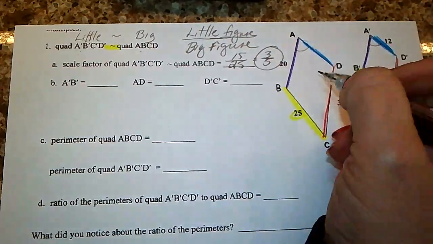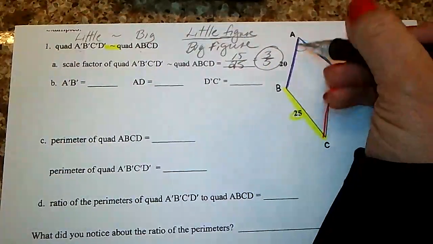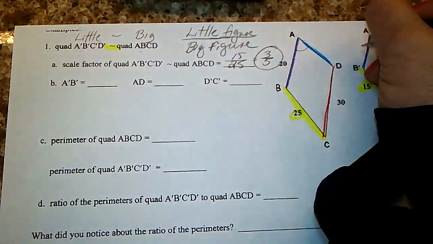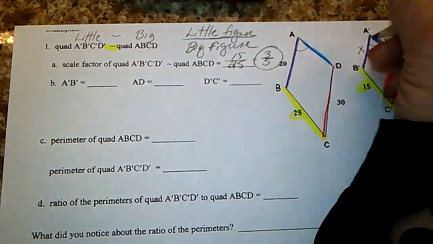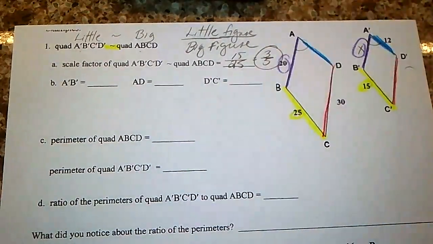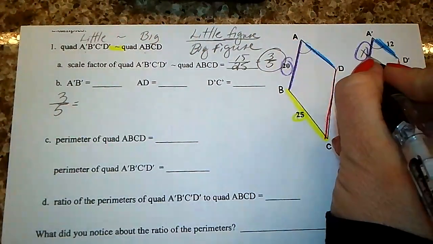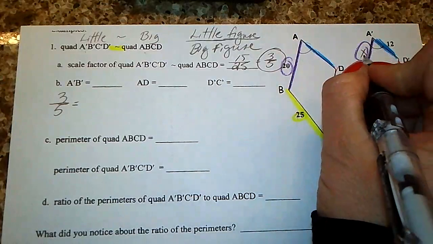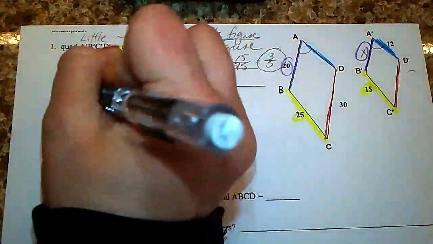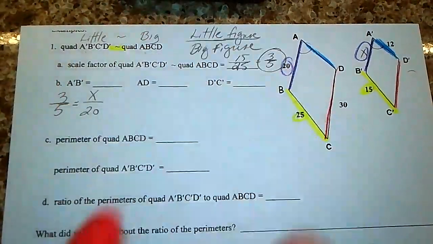So now let's take a look at what matches up. So A prime, B prime is over here. We don't have anything on there. I'm going to call that X right now. So the X is going to match with the 20. So I'm going to use the scale factor of 3/5, and I'm going to make that X match with 20. Again, little figure over big figure. So little figure is X over big figure is 20.